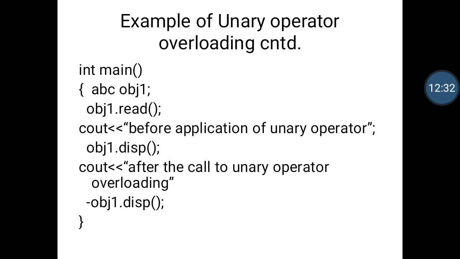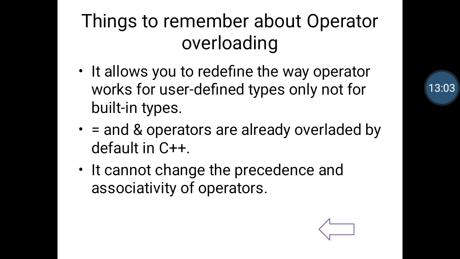So whenever I am calling this minus obj1.display function, it will call the function which is overloaded by the operator minus. So A becomes minus A and B becomes minus B. Whatever the value of A was, 10, now becomes minus 10, and whatever the value of B was, 20, that will become minus 20. So this is a simple way to use the operators, and if I am using the binary operator, I have to pass an object of the user defined data type, that means class, for the binary operators.